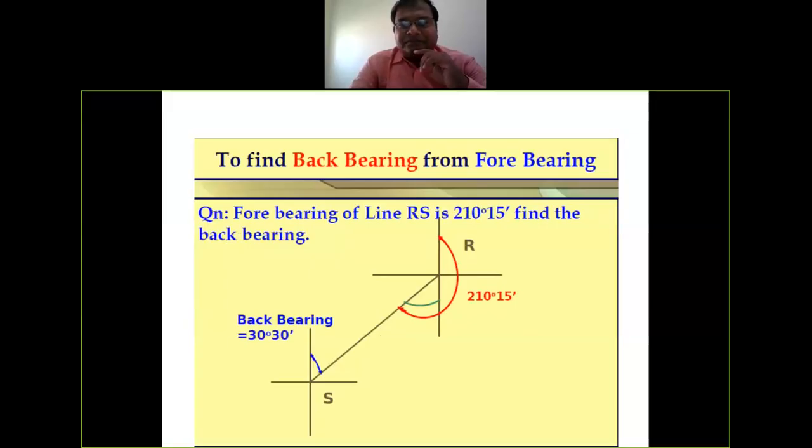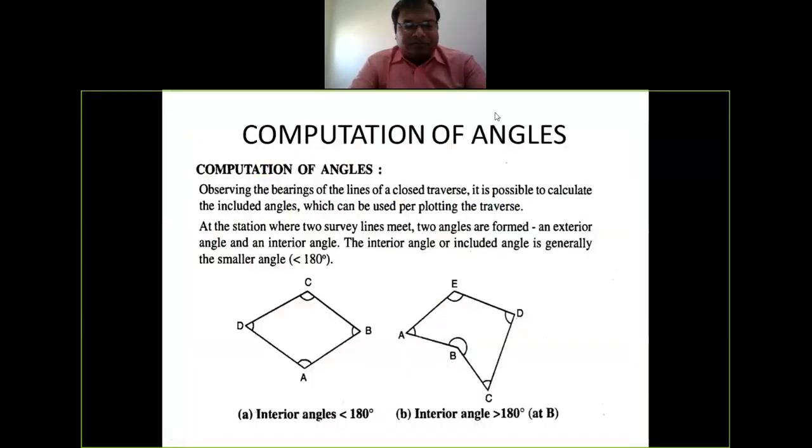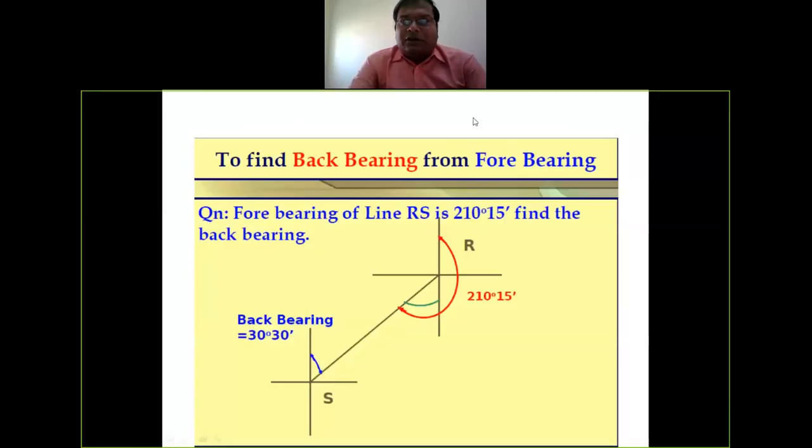You can see, 210 degree 15 minute is given, which is the forebearing, and it is greater than 180. So to calculate the back bearing of this line PQ, what do we have to do? We have to subtract 180. So 210 degree 15 minute minus 180, you will get 30 degree 15 minute as your back bearing. Okay, we have already seen those three examples. The same thing is written here, but with the help of a diagram also.